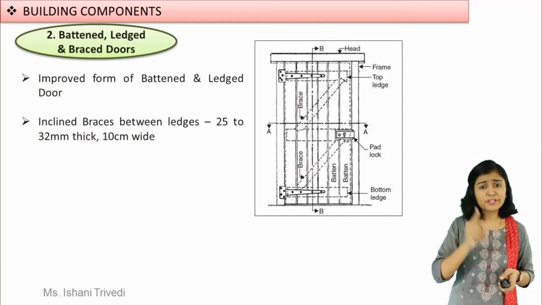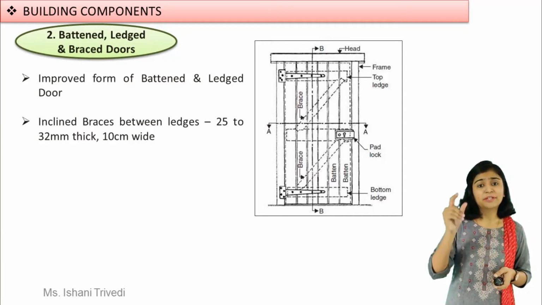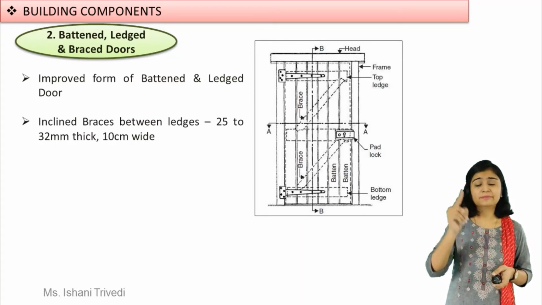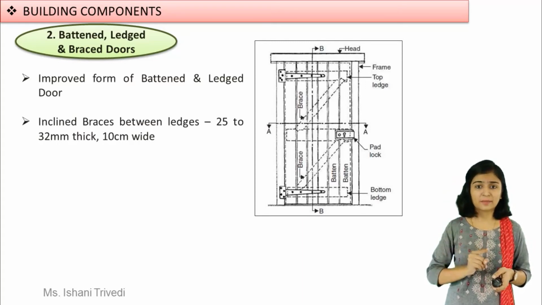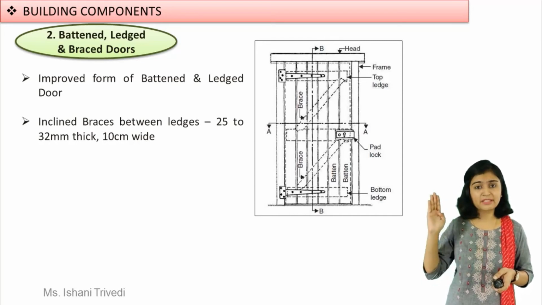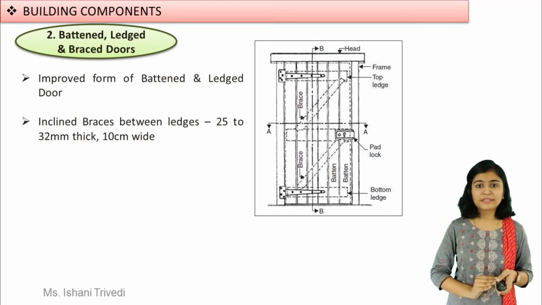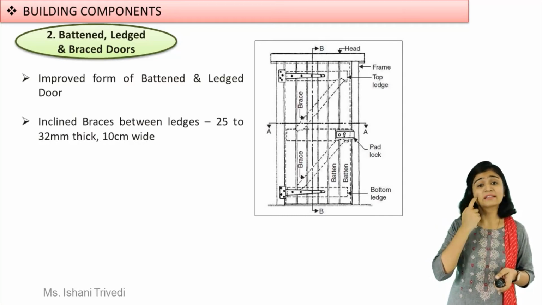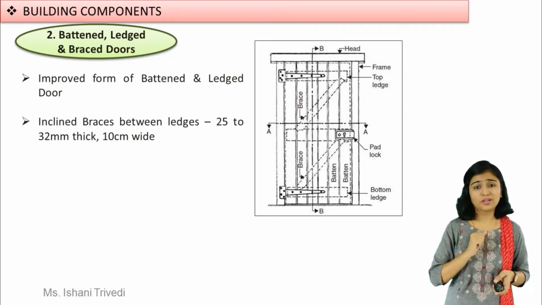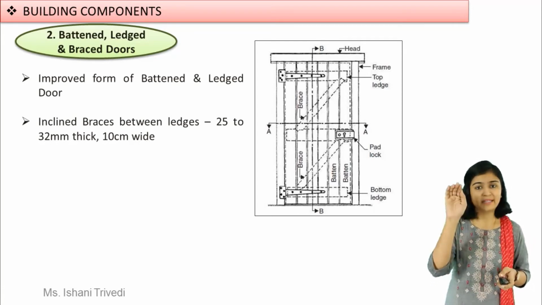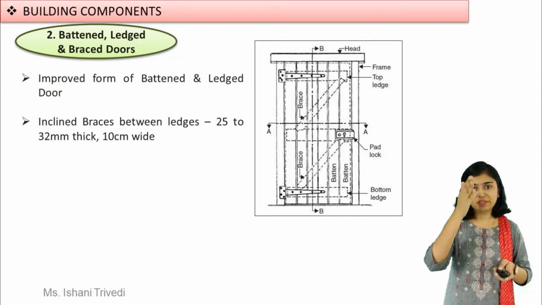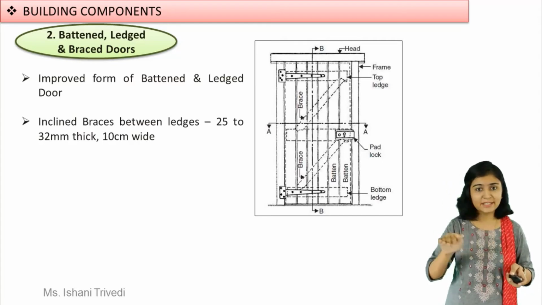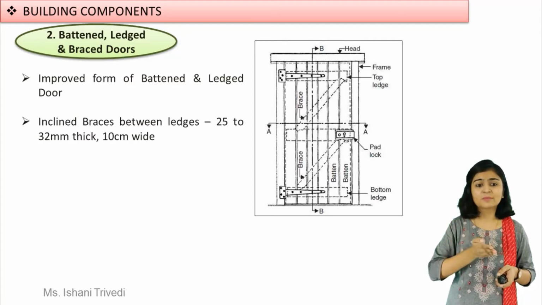Now what is provided over here is, between the two ledges you can see diagonal braces are provided. You can see that in the image. Can you see in the image flashing over here? Yes, you can see it is also written in the sketch, and this is the sketch which you are supposed to draw also. Okay, I think it is very easy. So you have at the top part the head, the framework, then you will have the battens, then you have the ledges, and these ledges are connected with the help of diagonal braces.